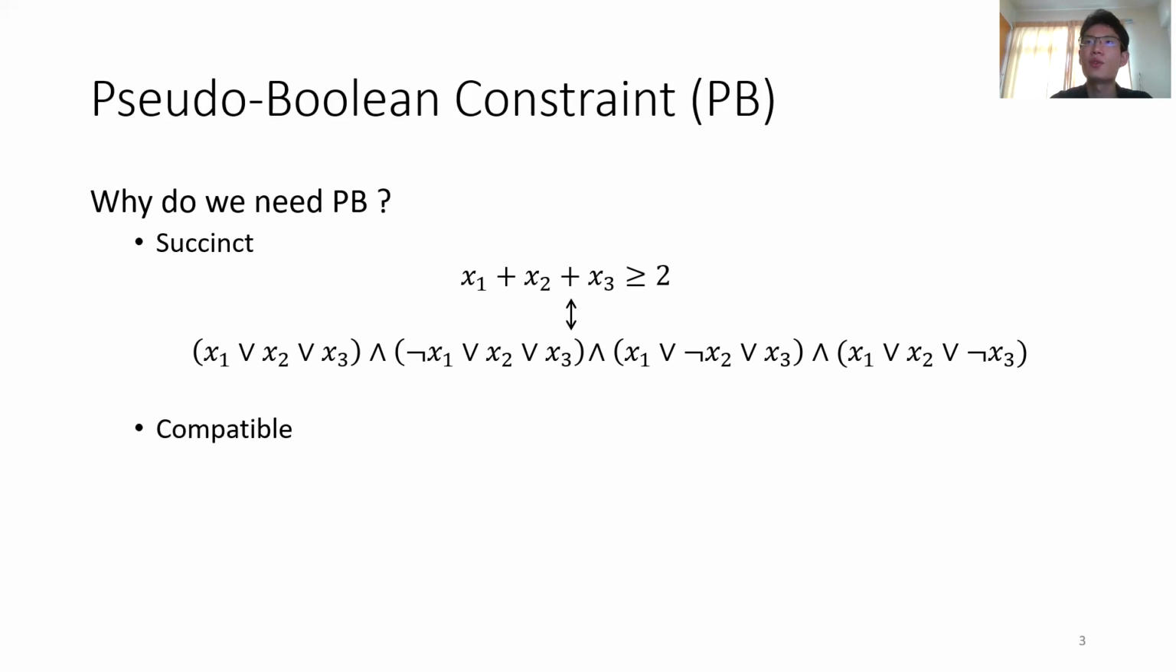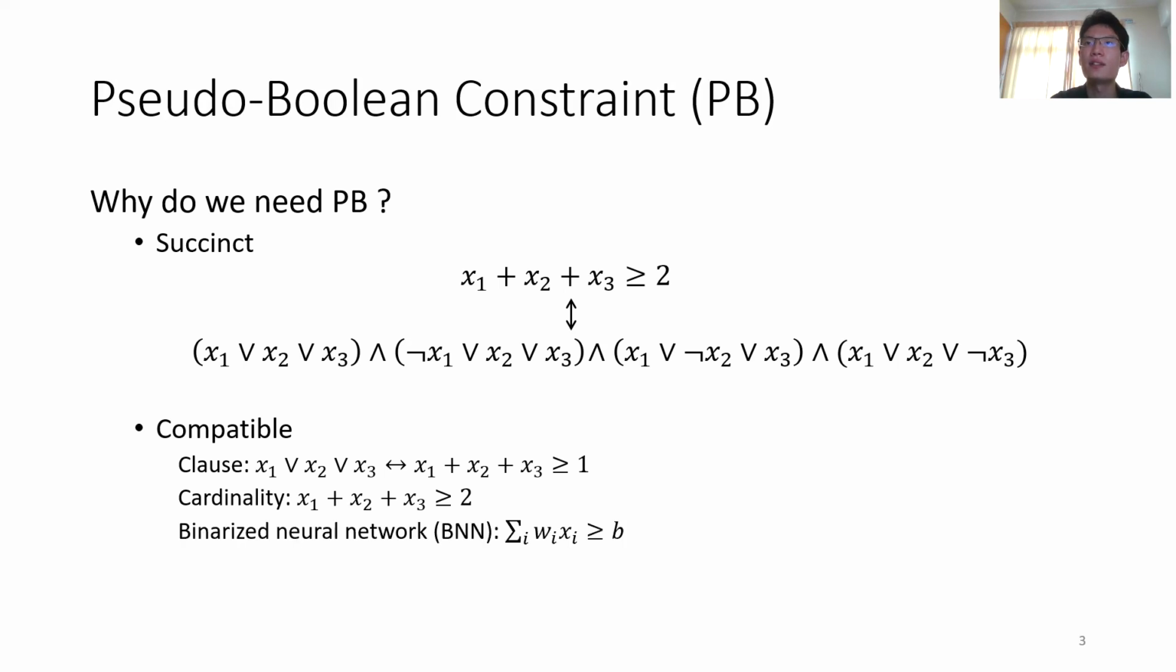Another good property of PB constraints is being compatible. For example, a clause can be represented by an equivalent PB constraint. See, x1 or x2 or x3 is equivalent to x1 plus x2 plus x3 greater than or equal to 1. Also, a cardinality constraint can be represented by a PB constraint. For example, x1 plus x2 plus x3 greater than or equal to 2 is a cardinality constraint in PB format. What's more, a neuron in a binarized neural network, the sum of Wi xi greater than or equal to b, can be represented by a PB constraint. Therefore, PB constraints have extensive applications.